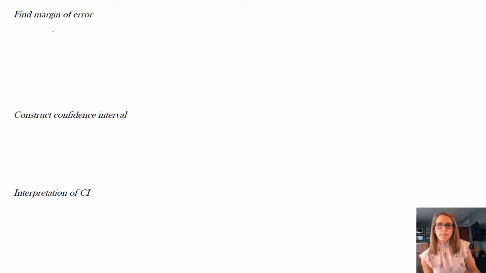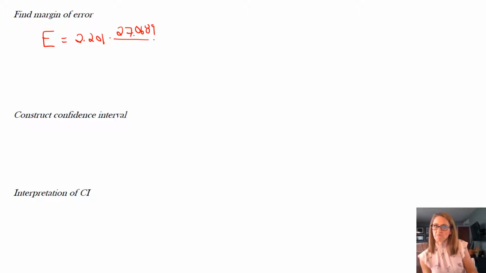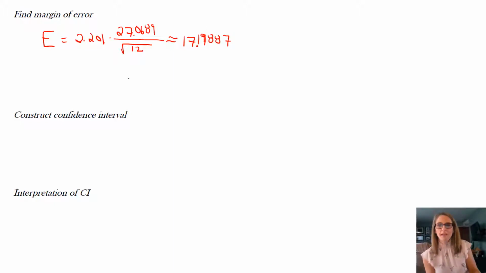Okay, we just need to put it together. Margin of error is our 2.201, then that's times our standard deviation over the square root of 12. Remember we are using n there. And we have 17.19887. A little bit weird there. Hopefully you can see that. Okay, so a little more than 17 minutes is our margin of error.